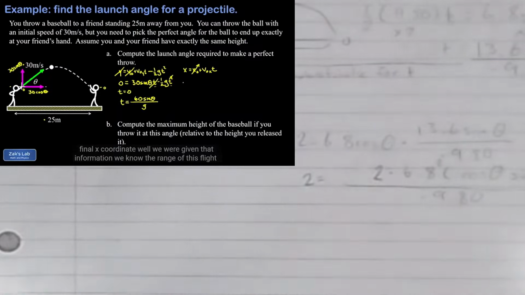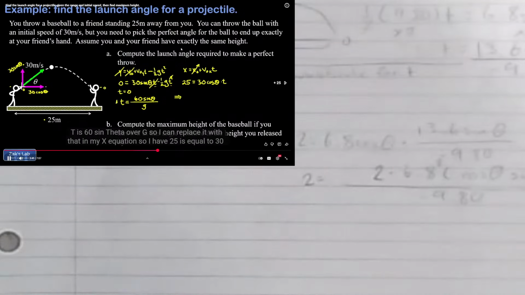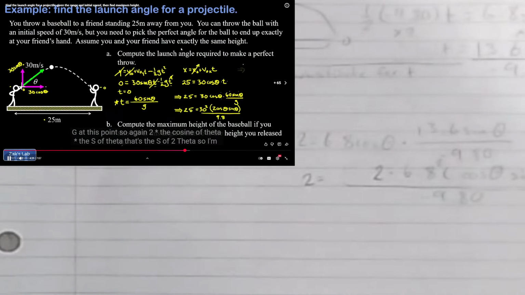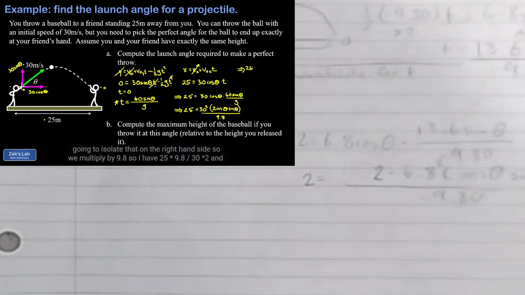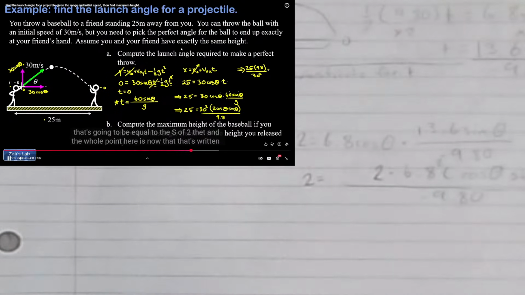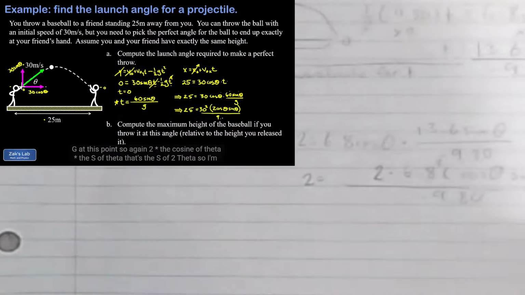At 0, we put the origin at that location. Our final x coordinate, well, we were given 60 here. So I'm going to isolate that on the right hand side. So we multiply by 9.8. So I have 25 times 9.8 divided by 30 squared, and that's going to be equal to the sine of 2 theta. So I'm going 2 times 30, and I'll just throw in the 9.8 for g at this point.